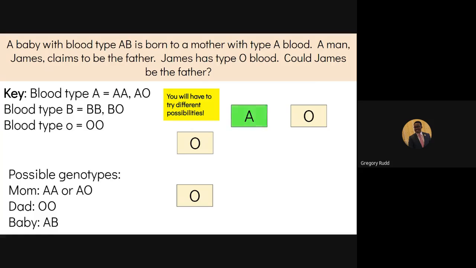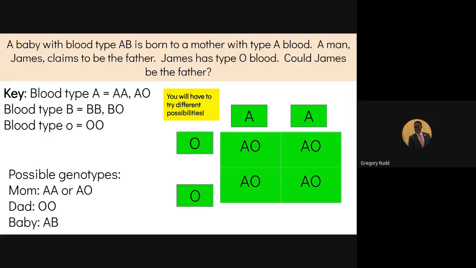Now we're going to change mom's genotype, not her blood type, to AA. James is the same. This changes the outcome a little bit. All of their babies would have blood type A. But again, we know that the baby has blood type AB. That's what it says in the first sentence of the question. So it's just not possible that James is the father.